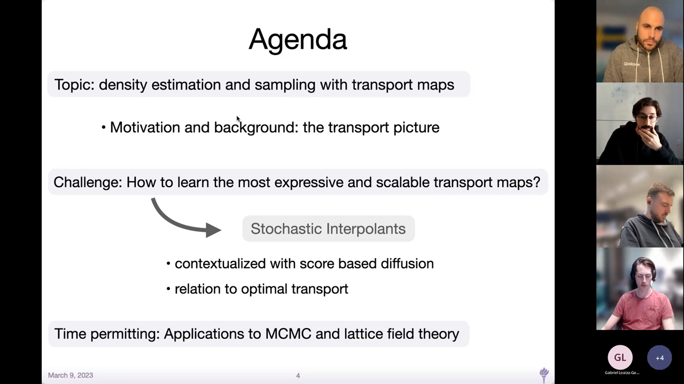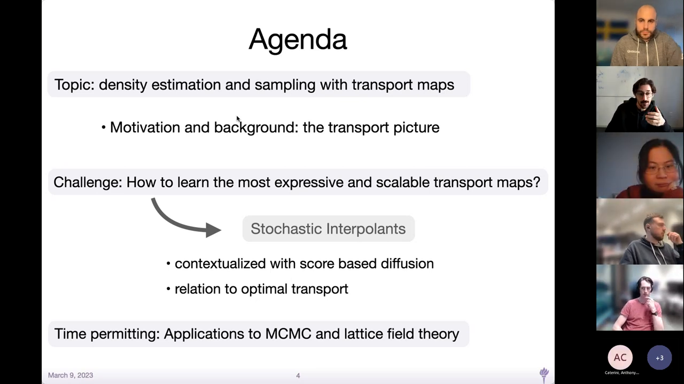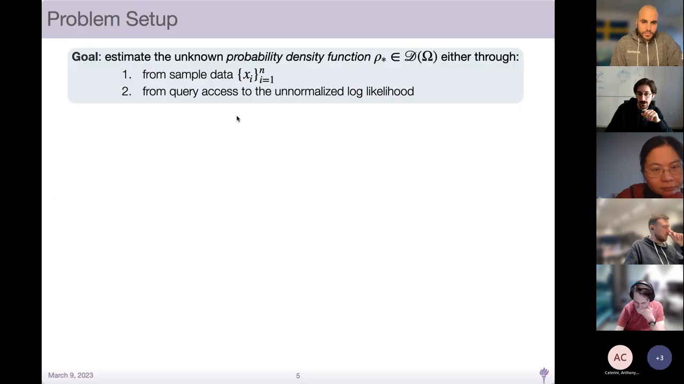My pitch is going to be that this method we've been working on, which we're calling stochastic interpolants, will be useful in fulfilling that. And along the way, I'm going to contextualize it in the context of score-based diffusions to motivate why we think it's a good direction. In addition, there's a framework and perspective on it that relates to optimal transport that I think actually has pragmatic use rather than just being a realization of optimal transport. So I'll give a little info on that. And then, time permitting, as I said, I'll touch on the MCMC and lattice field theory application.